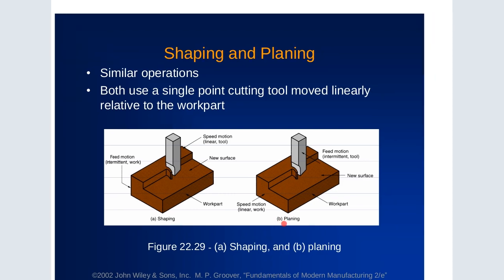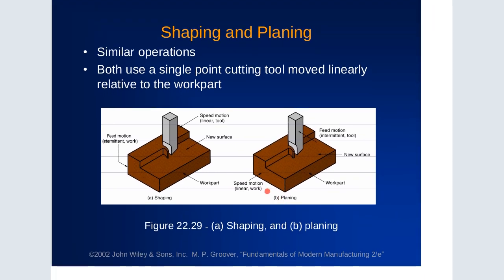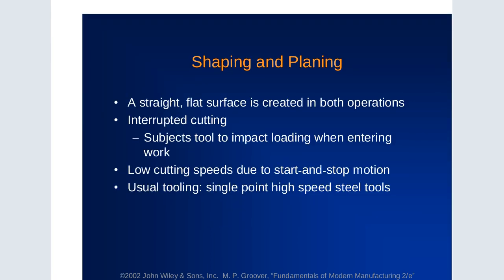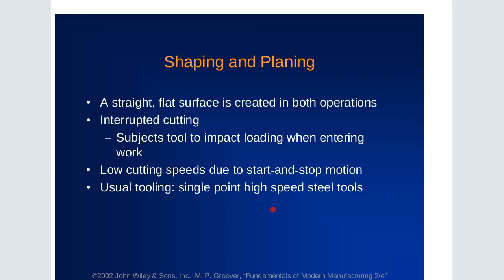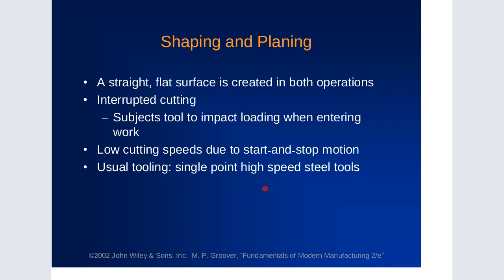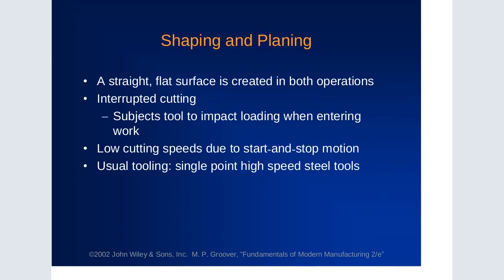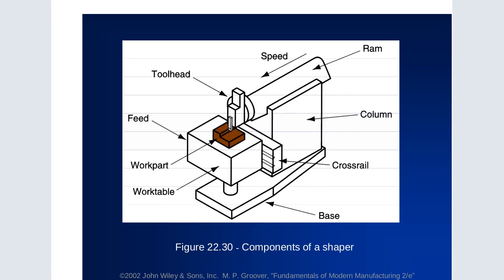The shaping and planing machines perform similar operations. Both use a single point cutting tool moving linearly relative to the work part. You can see the shaping, it gives the shape that is required. Most of these work surfaces are either wood or metallic, as we had said. In shaping and planing, a straight flat surface is created in both operations. It is interrupted cutting, which subjects tools to impact loading when entering the work. Cutting speeds are low due to the start and stop motion. The usual tooling is single point high speed steel tools.